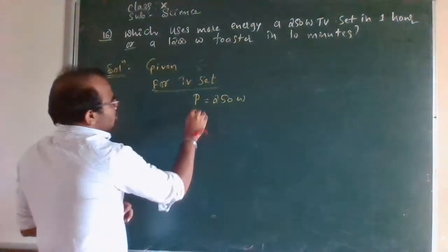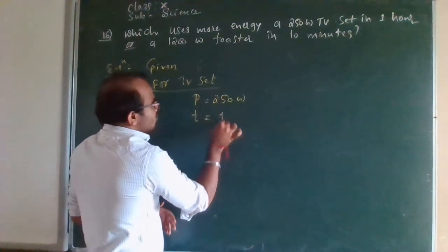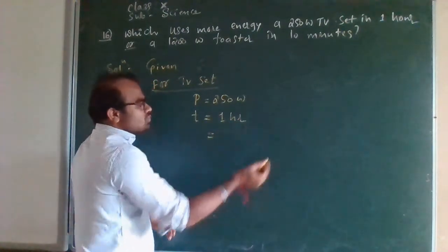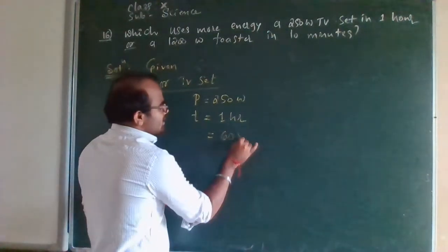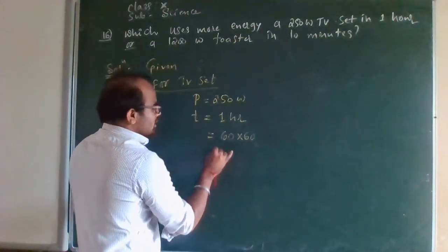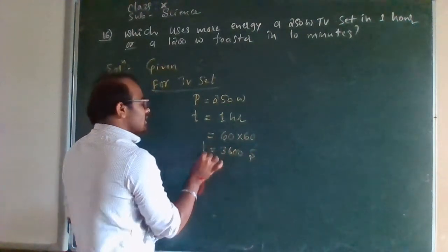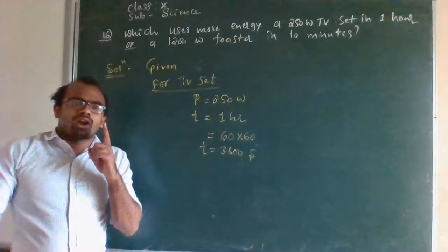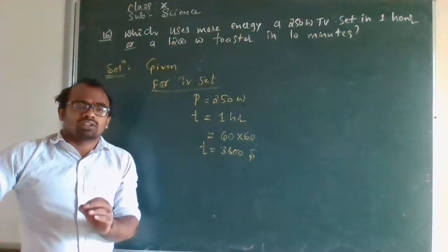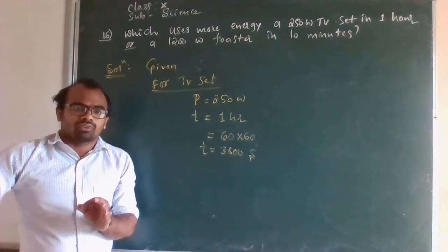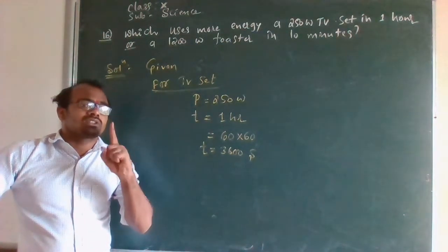In 1 hour, what will be my time here? See, t is always in seconds. So first they have given it as 1 hour. 1 hour means I have to convert this to seconds. In 1 hour, how many minutes are there? 60 minutes. In every minute, how many seconds are there? 60 seconds. So in 1 hour, there is 6 6 36 and 2 zeros, 3600 seconds. So you have to remember that 1 hour contains 3600 seconds.